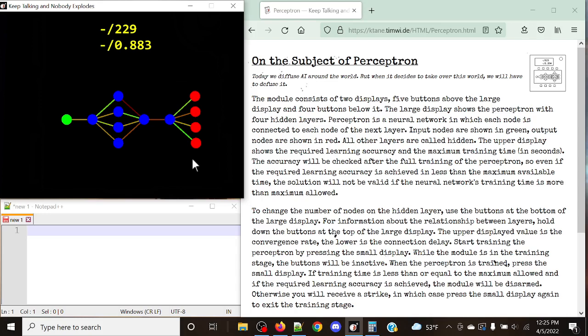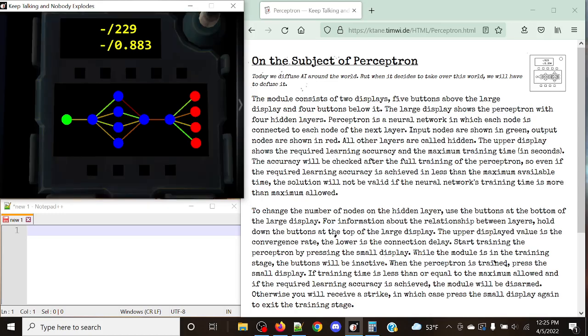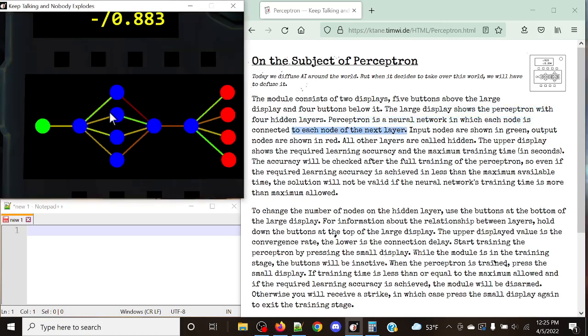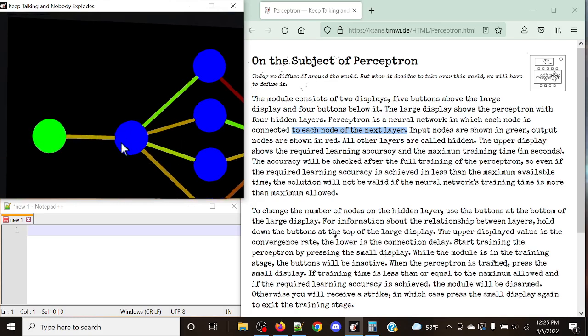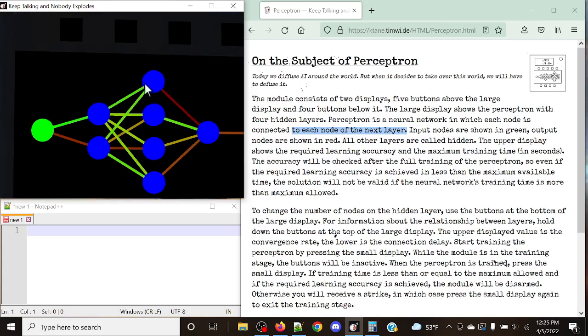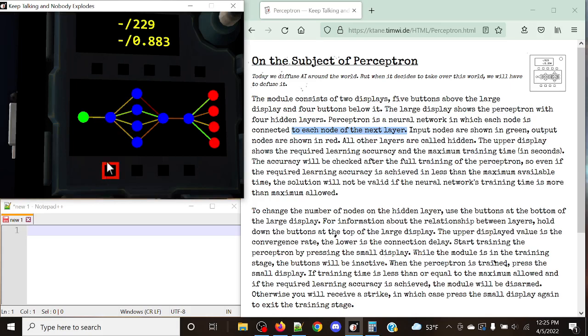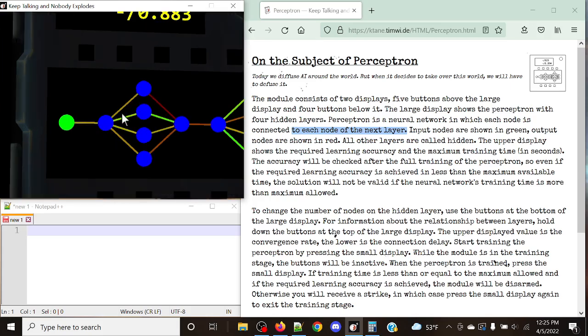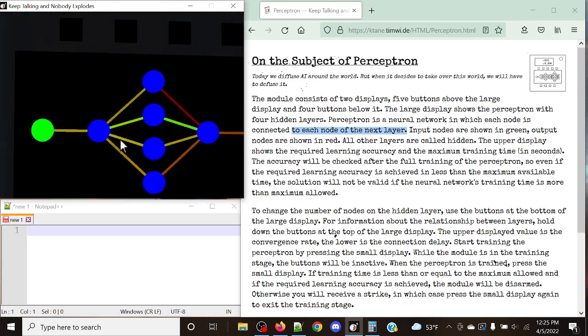So what exactly is happening with this module? Perceptron is a neural network in which each node is connected to each node of the next layer. As we can see for this example, this one little blue node is connected to all 4 of these individual blue nodes in the next layer. If we put 2 of them, each of them is connected to each of the nodes, and the connections go up to 8 instead of 4. In this case, we have 4 different connections right here.